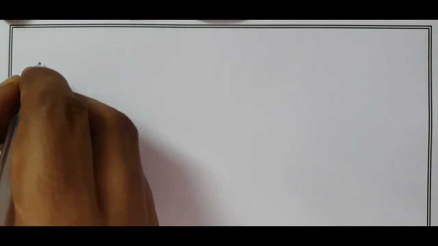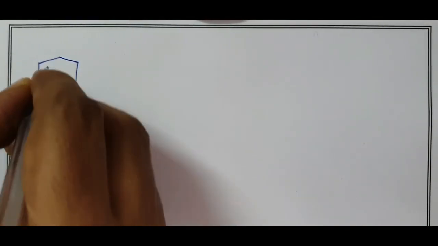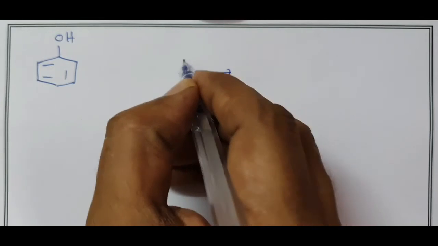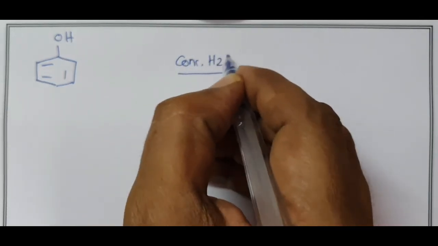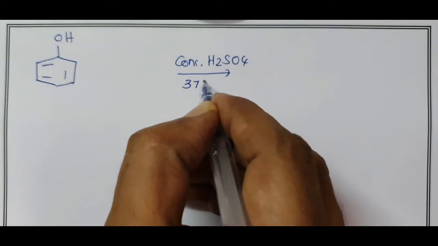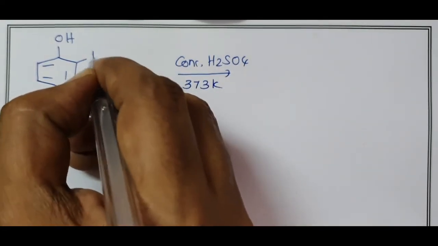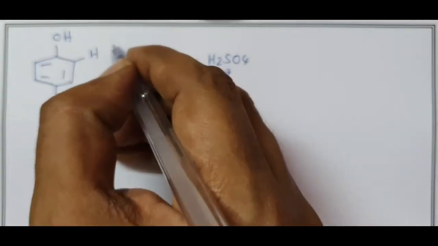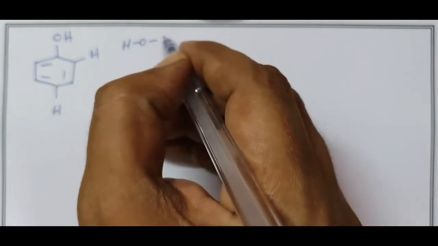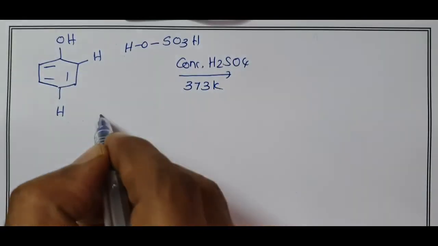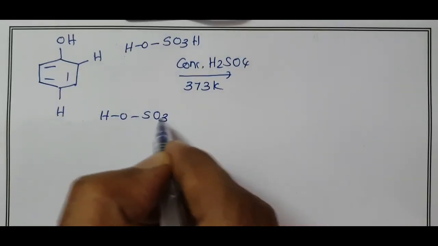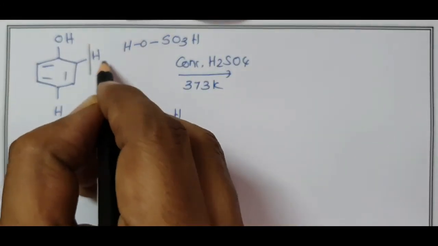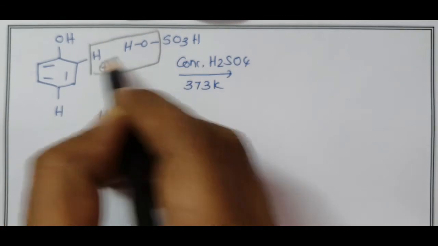Phenol, molecular formula C6H5OH, is first treated with concentrated sulfuric acid, H2SO4, at 100 degrees Celsius, 373 Kelvin. One ortho hydrogen and one para hydrogen first undergo substitution reaction with the concentrated sulfuric acid. Now I write concentrated sulfuric acid, HOSO3H. Here also HOSO3H. One H plus from the ortho carbon and OH minus from sulfuric acid are removed as H2O.